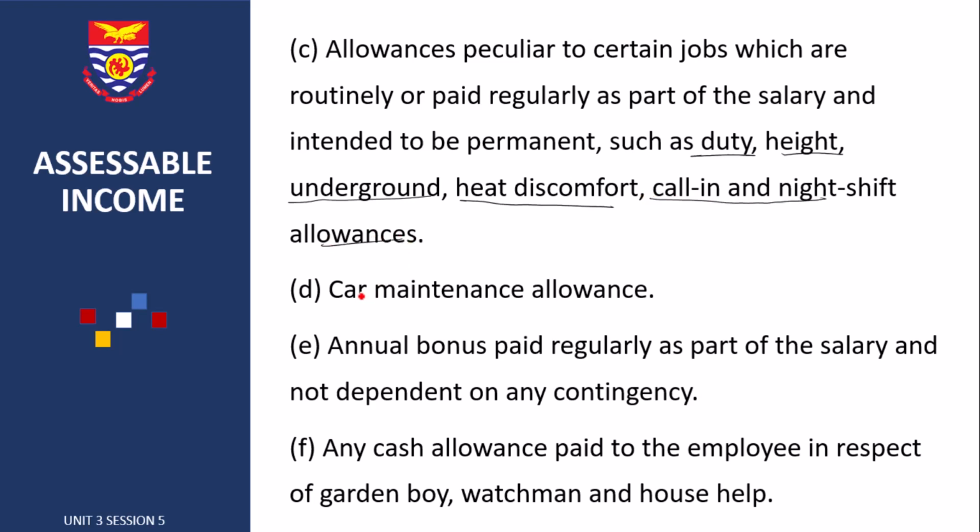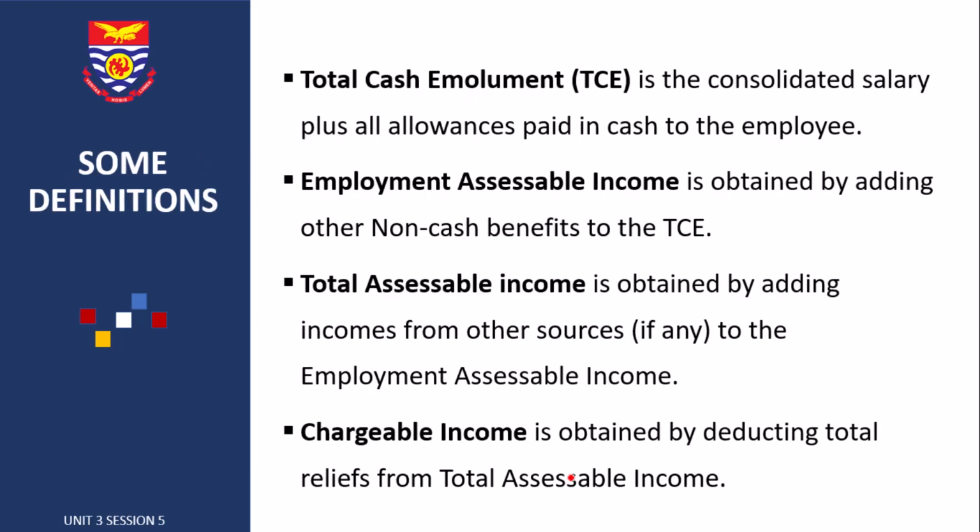We also have car maintenance allowance. We looked at this in the previous session. We also have annual bonus paid regularly as part of the salary and not dependent on any contingency. We looked at the computation of bonus also in the previous session. Any cash allowance paid to the employee in respect of garden boy, watchman, and house help. We also looked at the treatment of cash allowances paid to employee in respect of garden boy, watchman, and house help in the previous session.